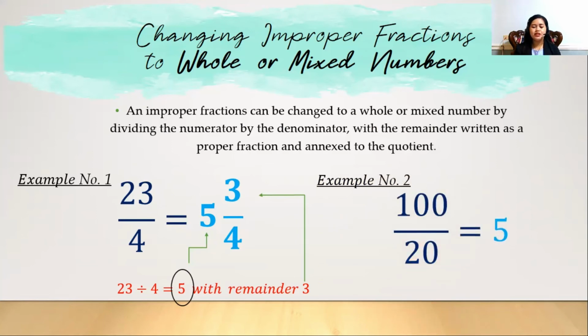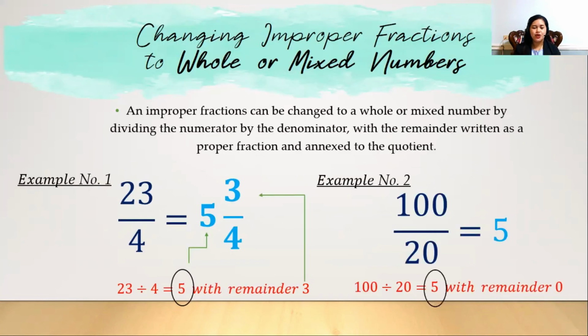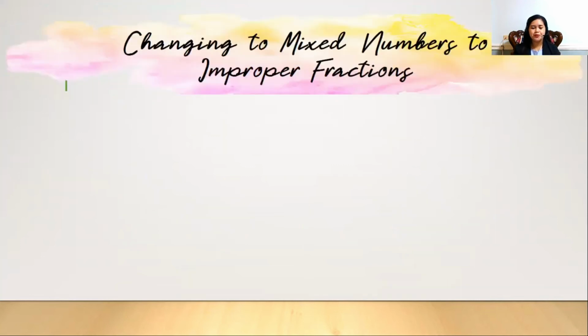We have another example, 100 over 20. 100 over 20 is also an example of an improper fraction. If we convert it into a mixed number or a whole number, we have 100 divided by 20, which results in 5, with 0 as the remainder. So we can simply write 5 as the equivalent of our given improper fraction 100 over 20. That's it for changing improper fractions into a whole number or mixed number.